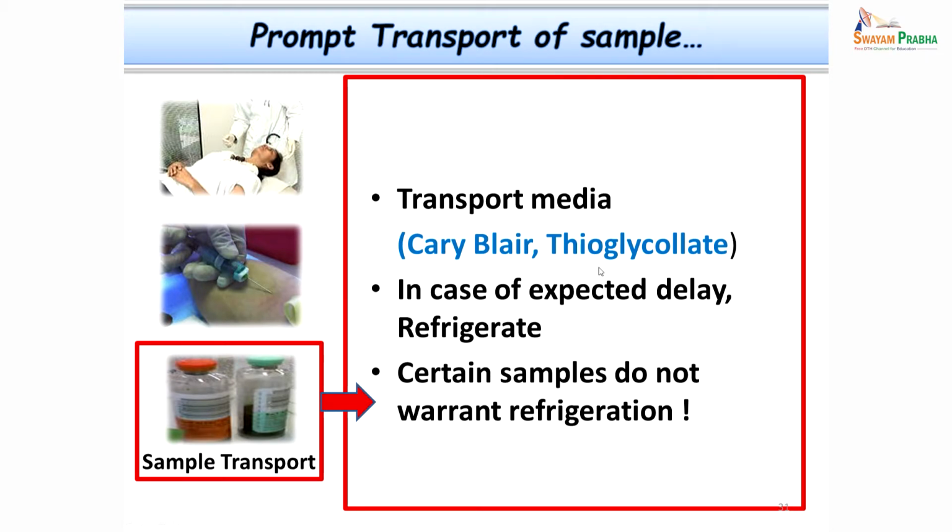Robertson cooked meat medium, RCM, can be used for transporting some of the anaerobic samples. In case we expect a slight delay before we send them to the lab, some of the samples can be refrigerated, but not all, especially those likely to contain fastidious organisms like Streptococcus pneumoniae, Haemophilus influenzae, Corynebacteria, Neisseria. Samples suspected to contain these organisms should not be refrigerated.